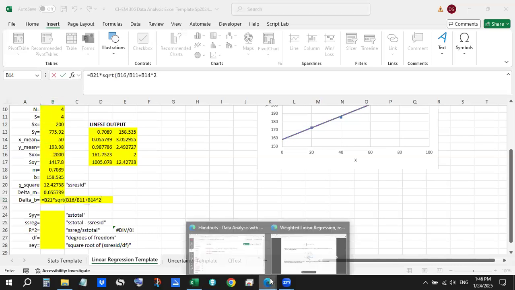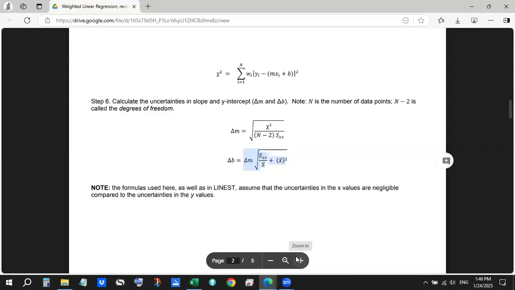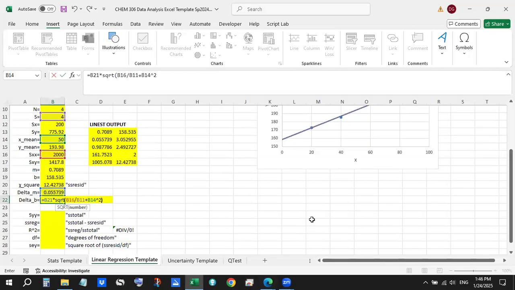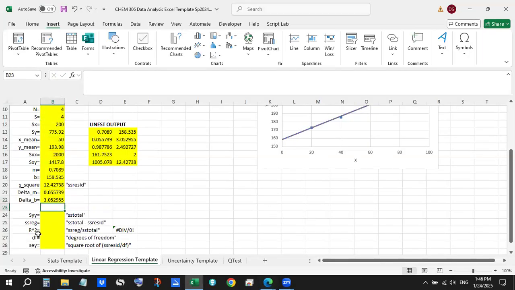Let me see if I have everything set up right. Yeah. Close parentheses. And here you can see your delta b, your uncertainty in your y-intercept, is 3.052955. And that's the same uncertainty that LINEST gives you, 3.052955 right there. Okay, they're the same. All right.